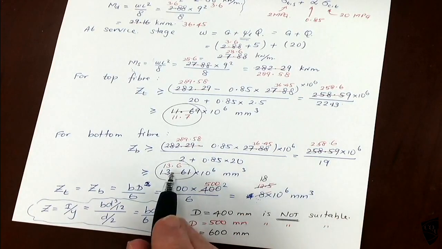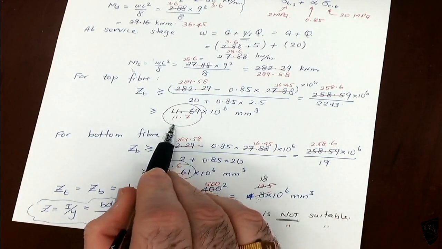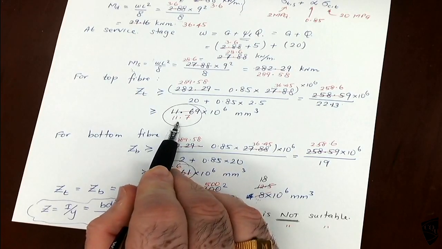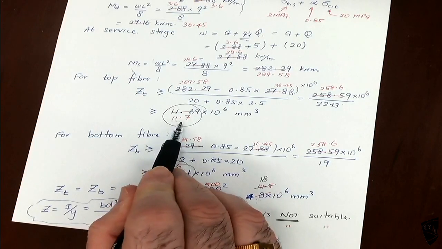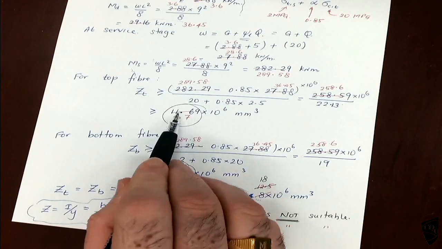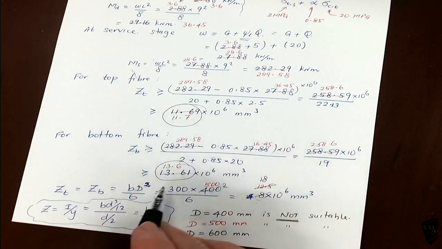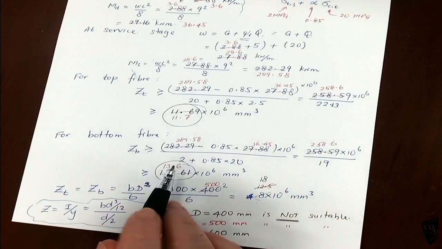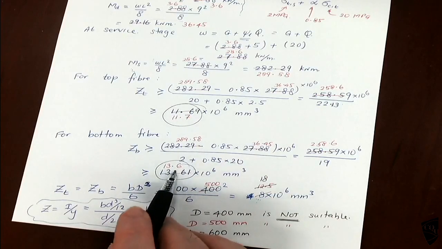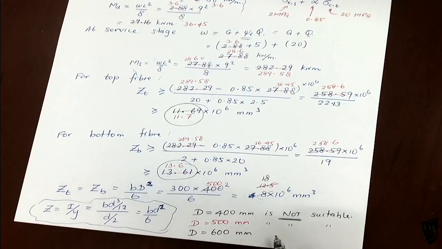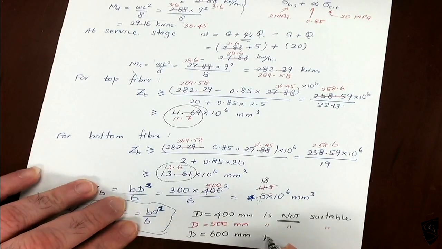So the 18 is larger than this and this. This might change a little bit, but not much. Maybe 11.72, I don't worry about the .72. It's still 11 point something. This is 13.62 or 65, whatever, but still the 18 is large. So it is suitable.